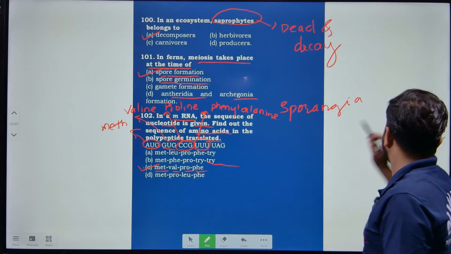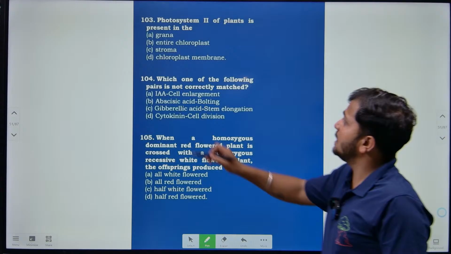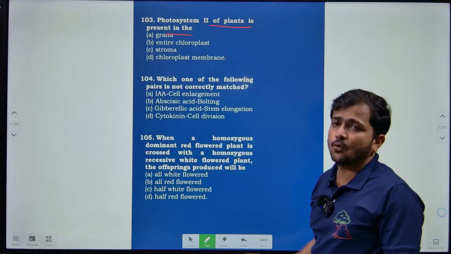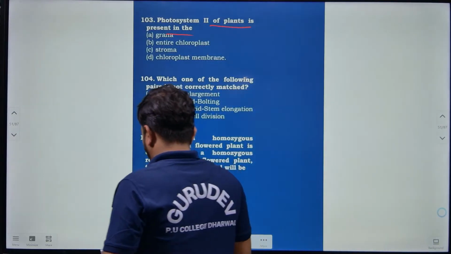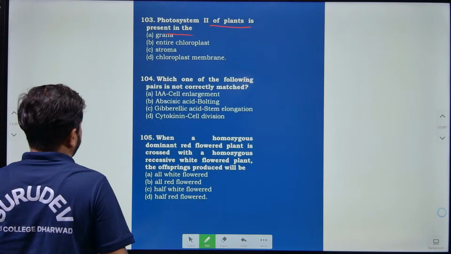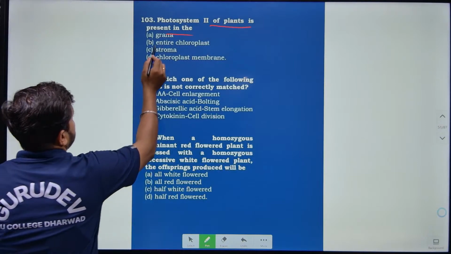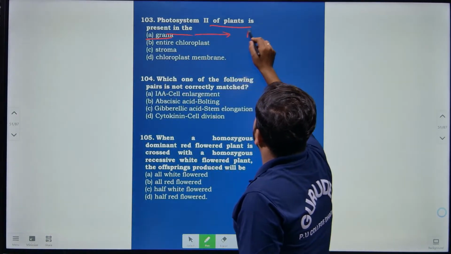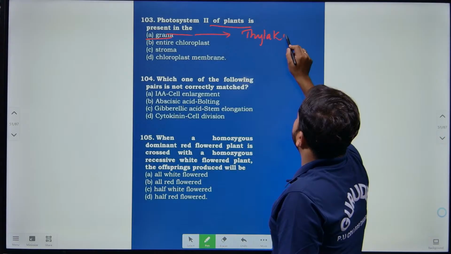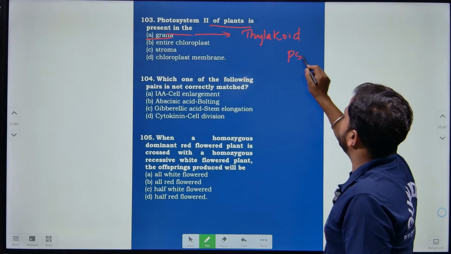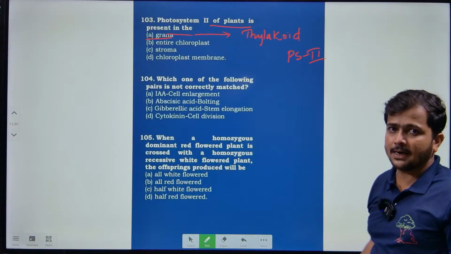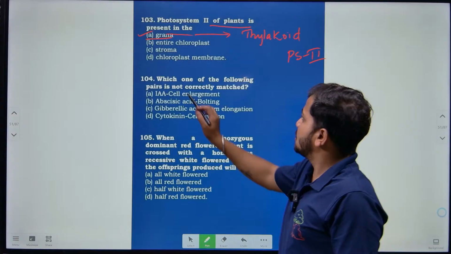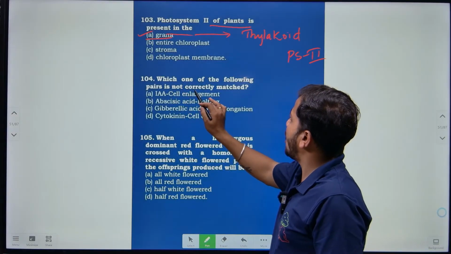Then the next question: photosystem 2 of a plant is present in. Photosystem 2 is present in the grana of the thylakoid. There we are going to find the presence of photosystem 2. Understood? So the answer here is the grana.